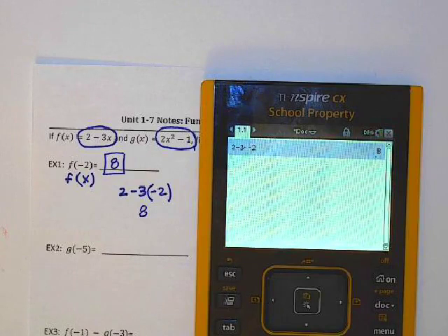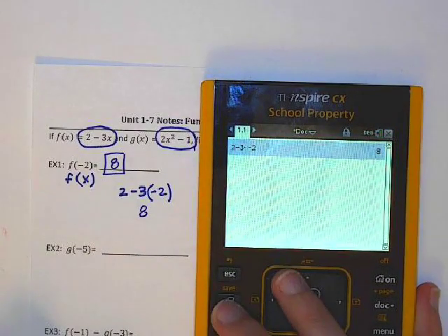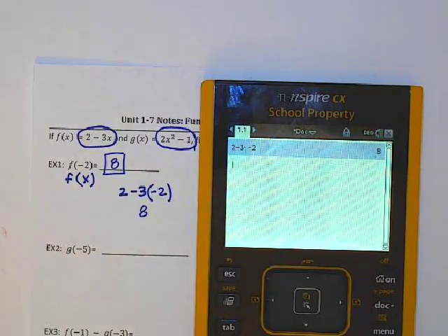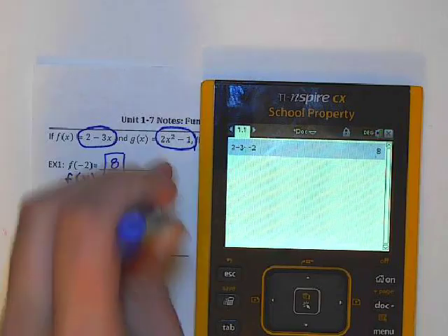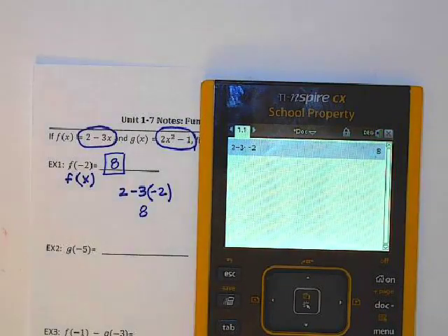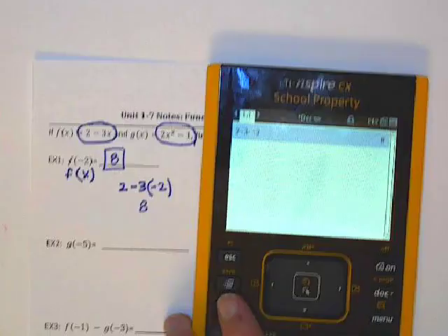Did you get 8? Okay. Wait, now, couldn't you just do 2 times 3, not 2 minus 3 times negative 2? We're always putting it in parentheses. There's a reason that I do that because later on we're going to have long equations and it's got to have parentheses. Okay, number 2.